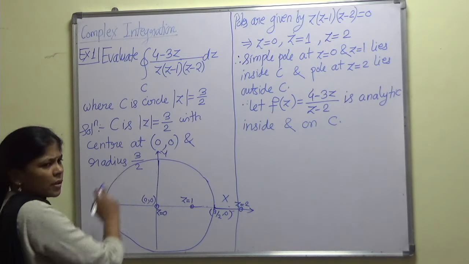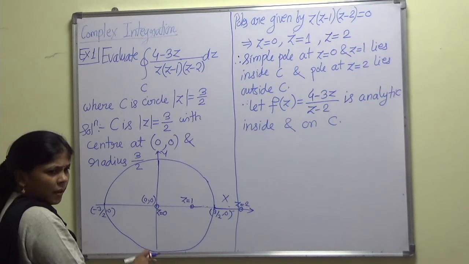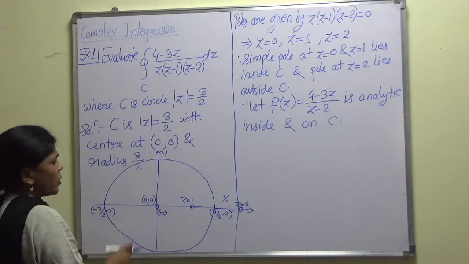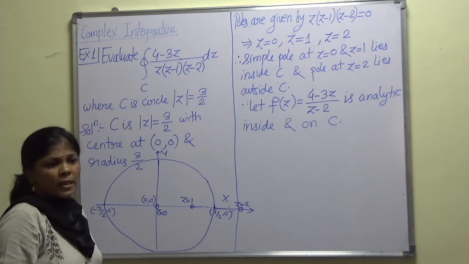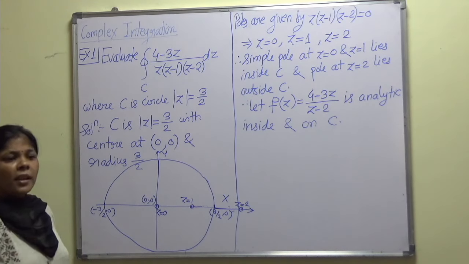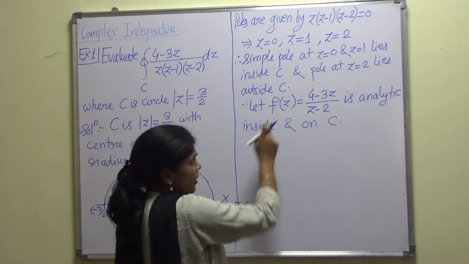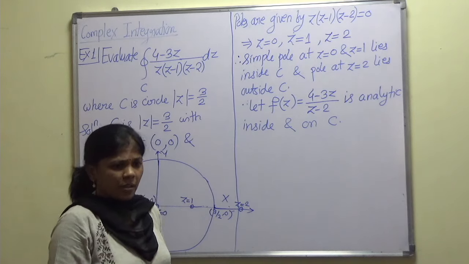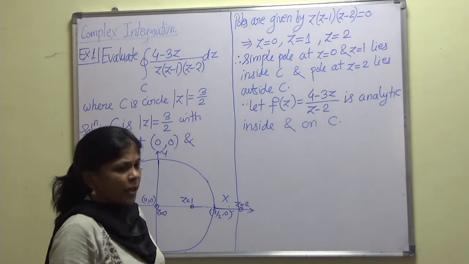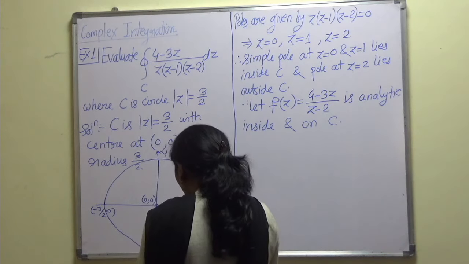So first we will identify the center and radius of the circle, then we will draw the circle. After this we will find out the poles. After getting the poles, we will plot them, and then we will see their locations. Once we get their locations, meaning whether they lie inside or outside, we will accordingly define our analytic function f of z. So we have f of z as 4 minus 3z upon z minus 2, right? After this we will consider the given integrand.